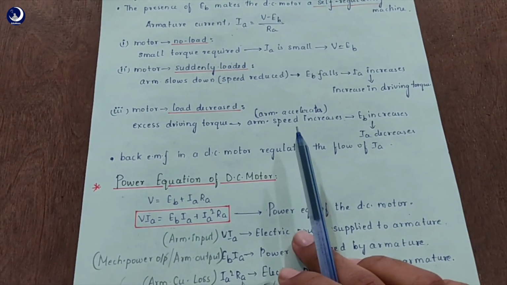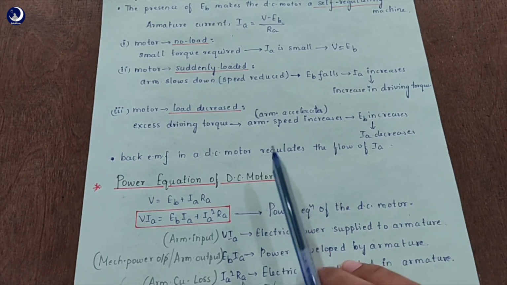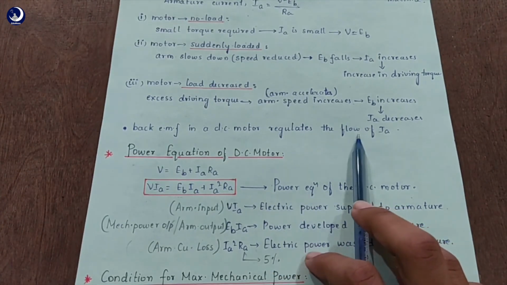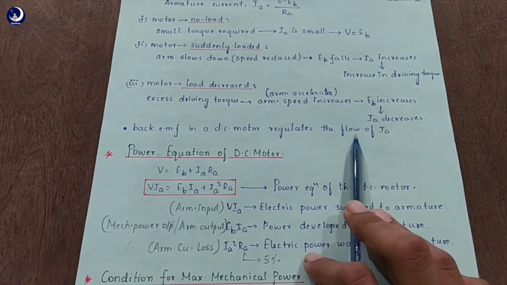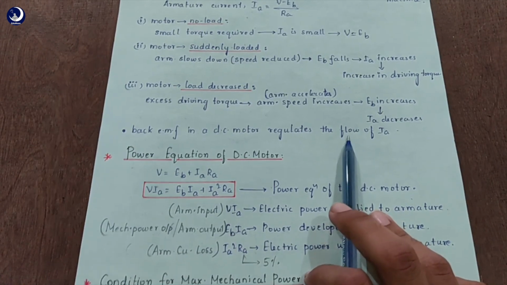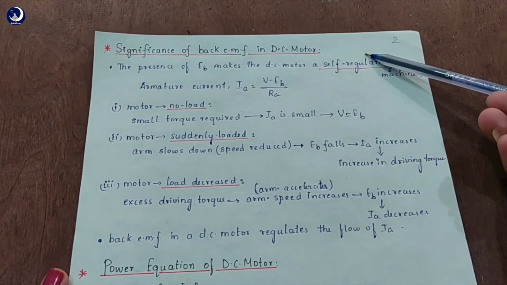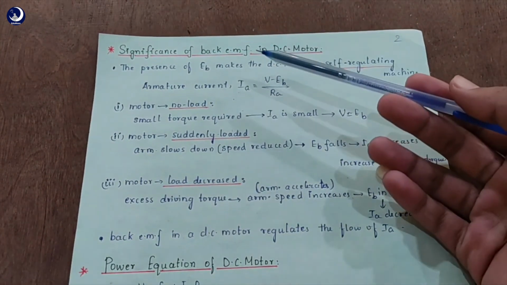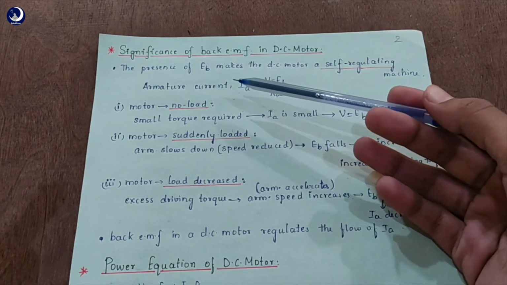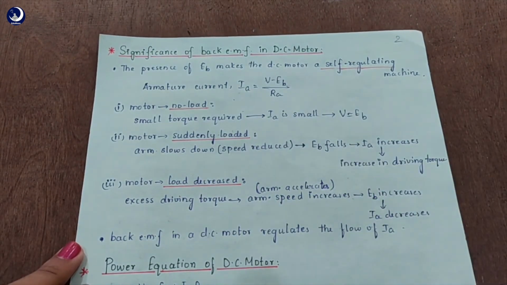So in simple words, the back EMF in a DC motor regulates the flow of armature current. That is, it automatically changes the armature current to meet the load requirement. Okay, so this is the significance of back EMF in a DC motor. We determine the significance based on three conditions: no load, suddenly loaded, and when the load is decreased.